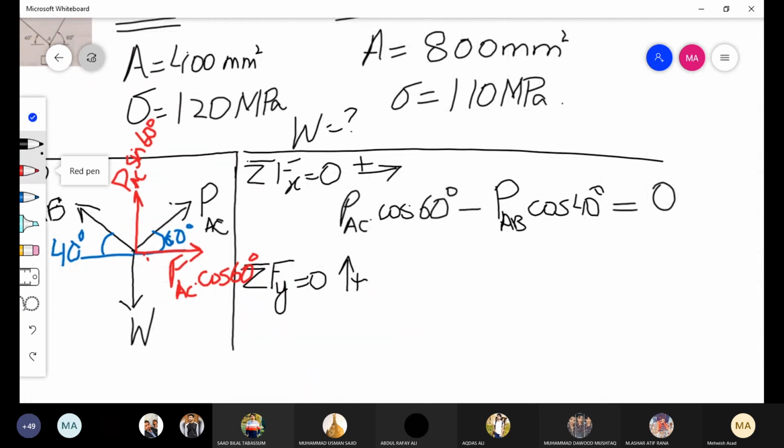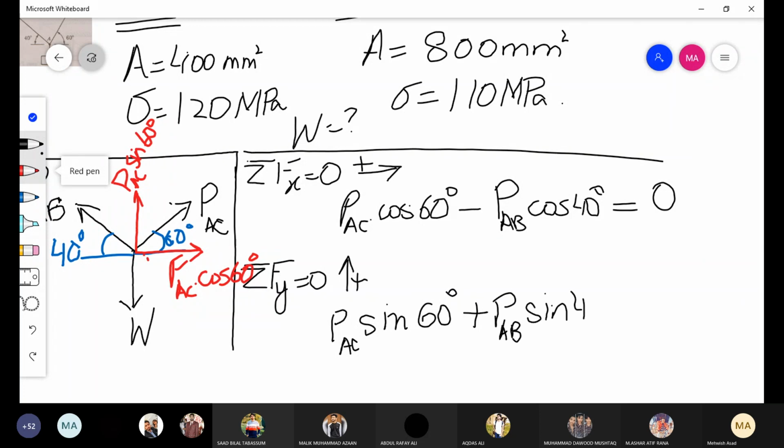Similarly, we will write the second equation. This is Y direction, forces in Y direction. So this is PAC sine of 60 degrees. This is acting upward, plus PAB sine of 40 degrees. This is also acting upward, and W that is acting down.